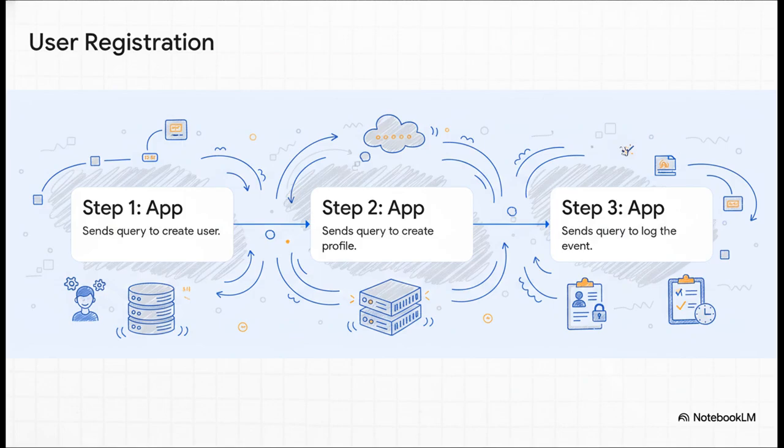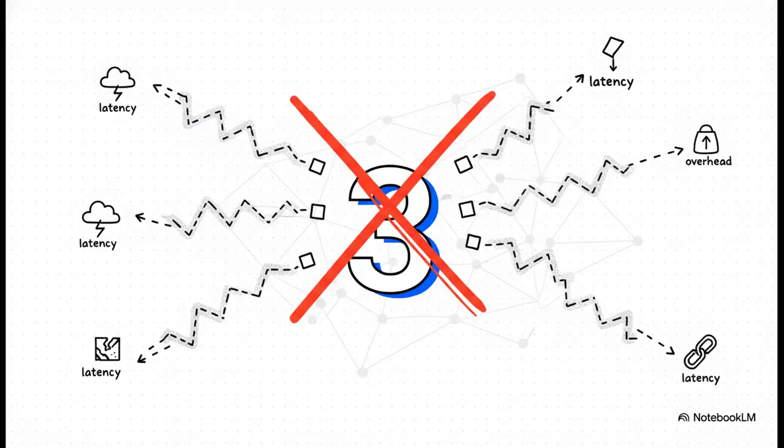Let's stick with that user registration example. Without a procedure, your app first sends a query to create the user record. Then it sends another query to create their profile. And finally, it sends a third query to log the whole event. That's 3 separate round trips across the network. And each one of those has overhead, it has latency, and it's another potential point of failure. It's just not efficient at all.